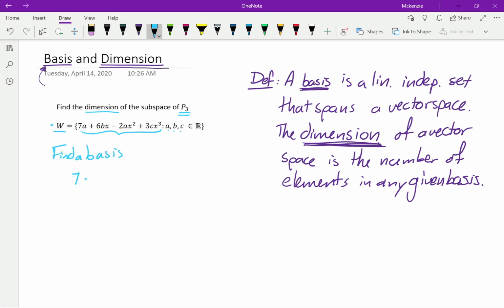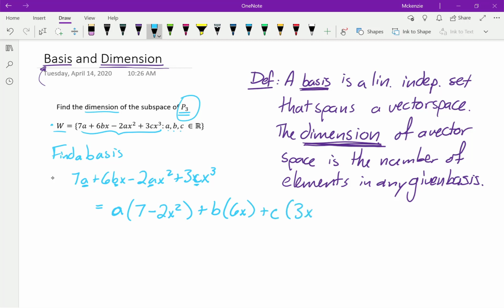Well, if we have our general form, minus 2ax squared plus 3cx cubed, we essentially want to be able to write this as a combination with scalars of some particular vectors or polynomials in P3. So we rearrange this so that each of our scalars A, B, and C are outside. So A is multiplied by both 7 and minus 2x squared. B is multiplied only by 6x, and C is multiplied only by 3x cubed.